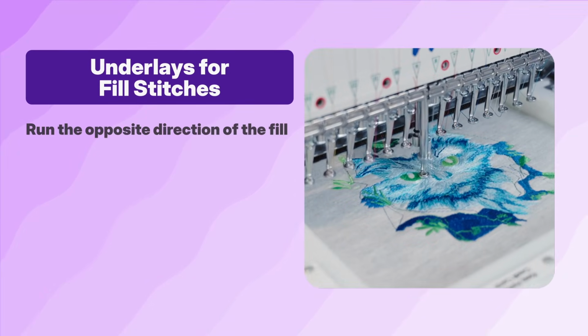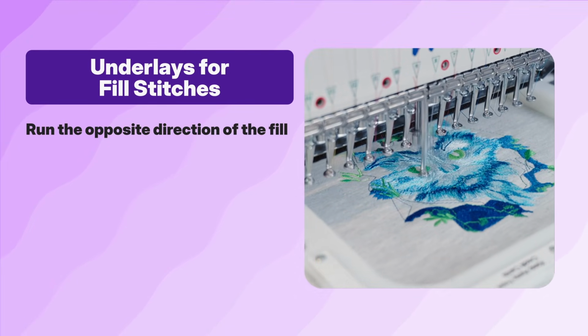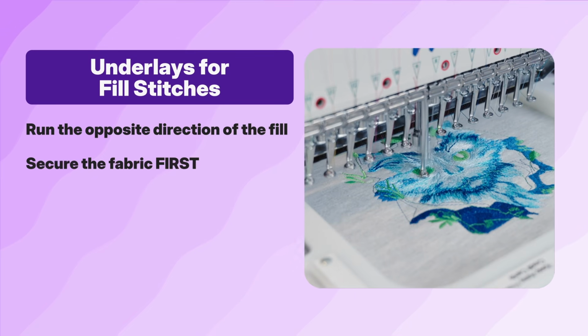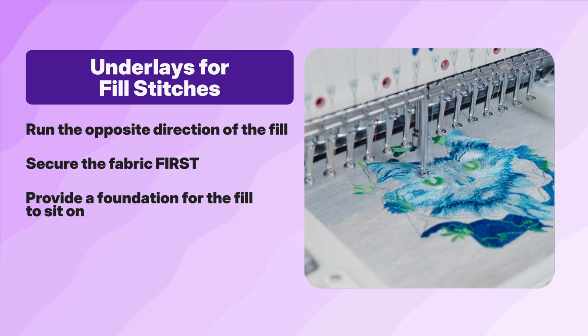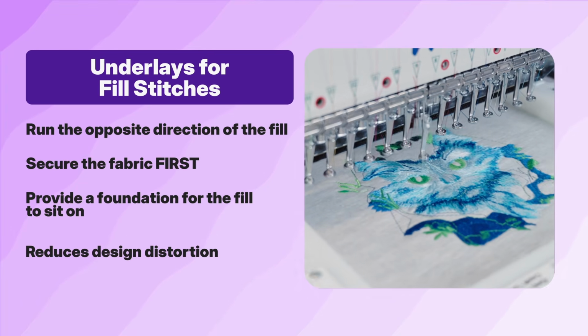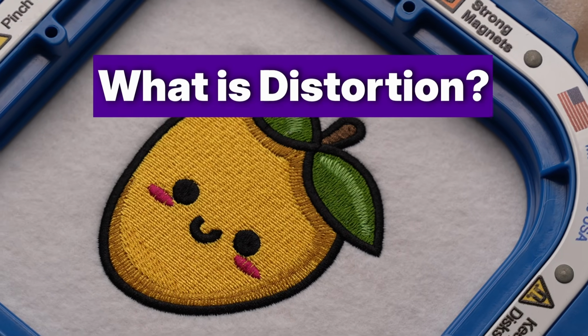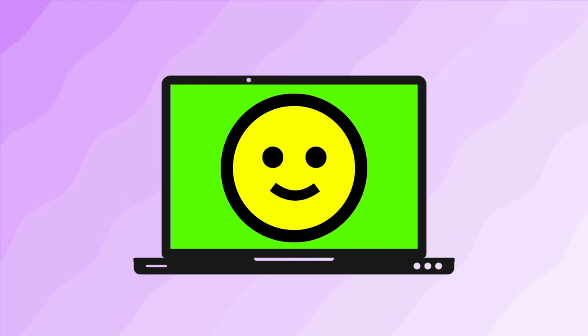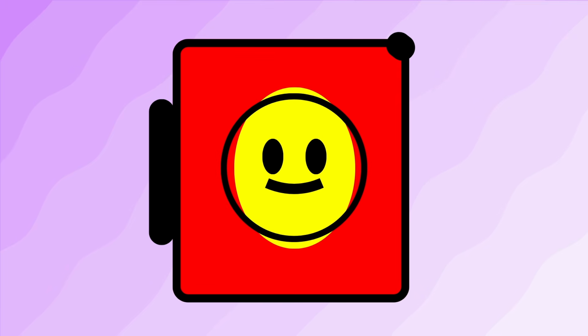Underlays for fill stitches usually run the opposite direction of the fill. They secure the fabric first and provide a foundation for the fill to sit on, which reduces distortion within the design. Understanding distortion can be one of the most difficult things for new digitizers to figure out. What happens is they see their designs on a computer screen and it looks absolutely perfect, and then they run it on their machines and they don't see the same results.